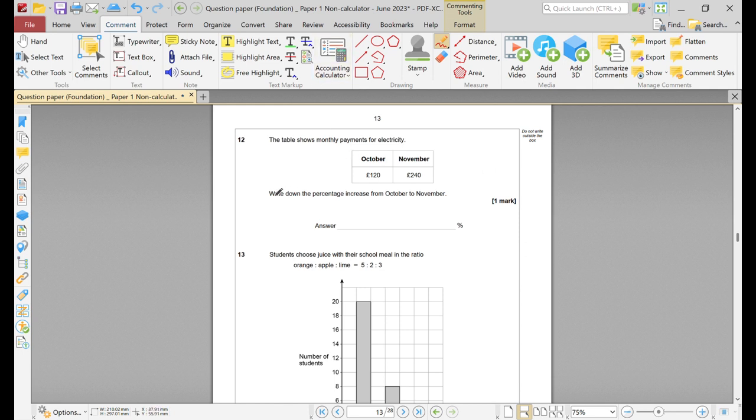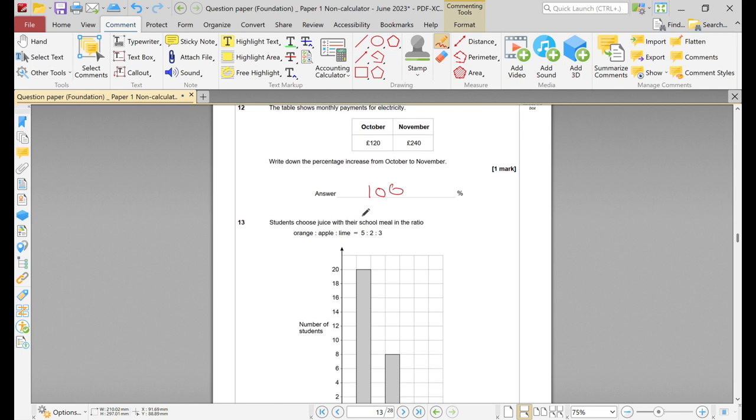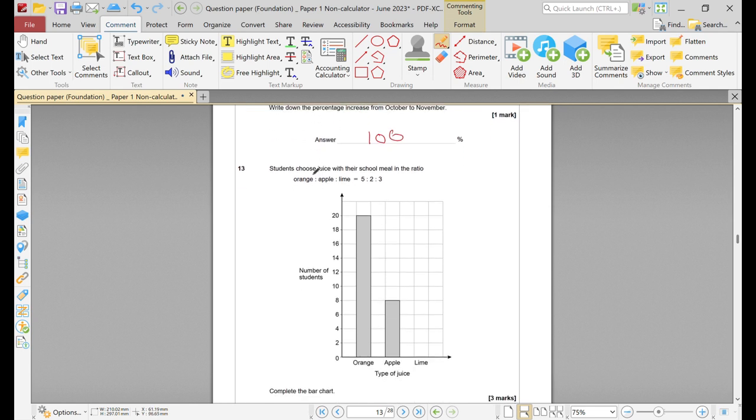12. Down a percentage increase. What's doubled? That's 100% increase. It's a 100% increase if it's doubled.